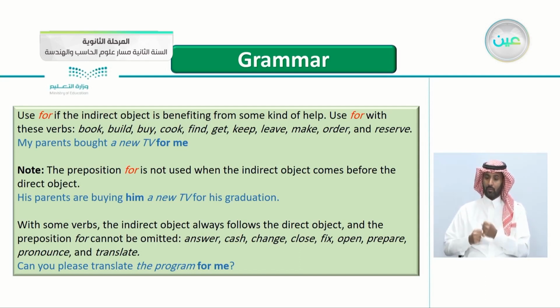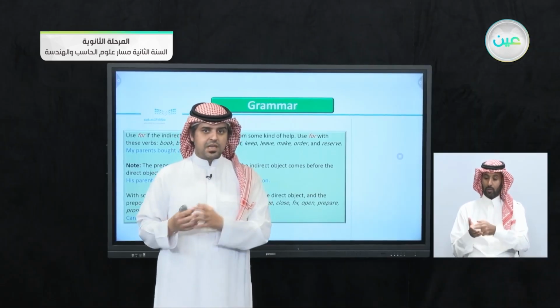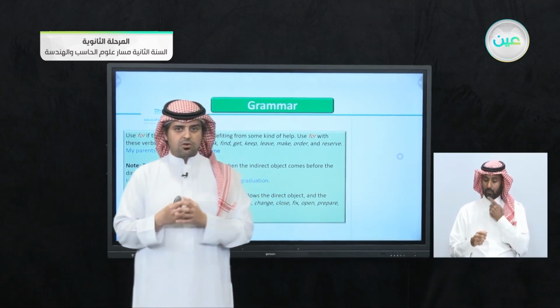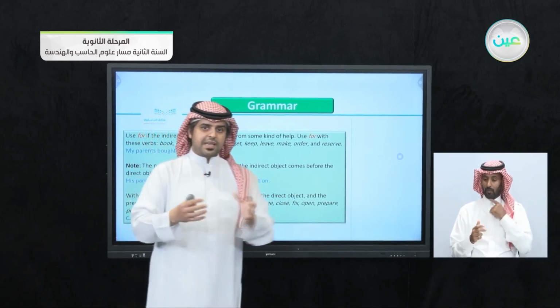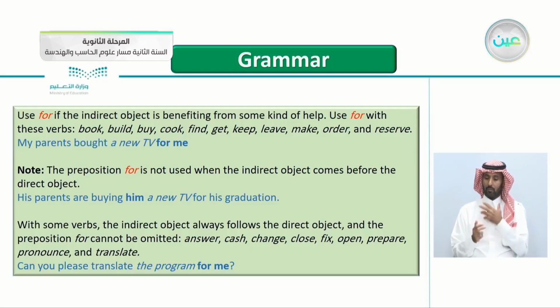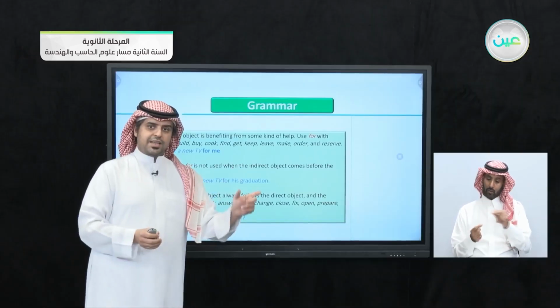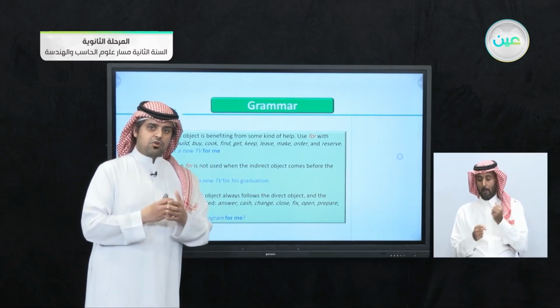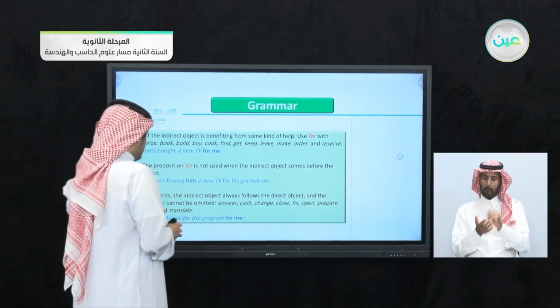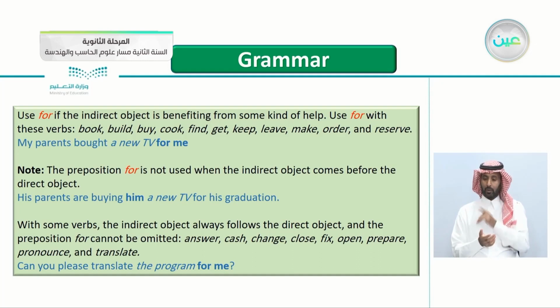For example, here, my parents bought a new TV for me. A new TV for me. I'm not receiving the TV. They bought it for me. So I'm benefiting here by getting the TV from my parents. Note the preposition for is not used when the indirect object comes before the direct object. Same as to. If the indirect comes before the direct, we omit the preposition. His parents are buying him a new TV for his graduation.